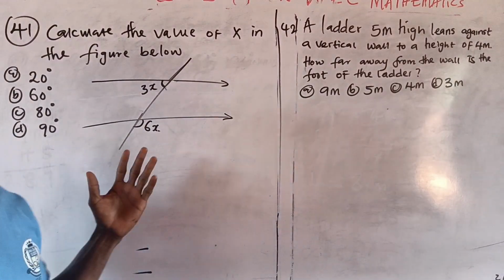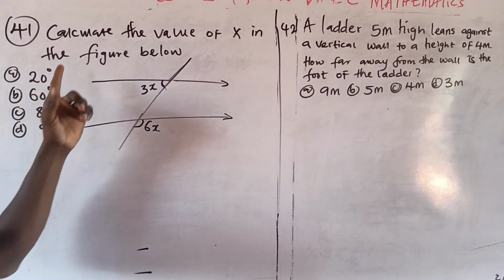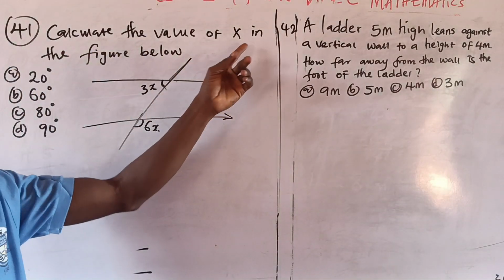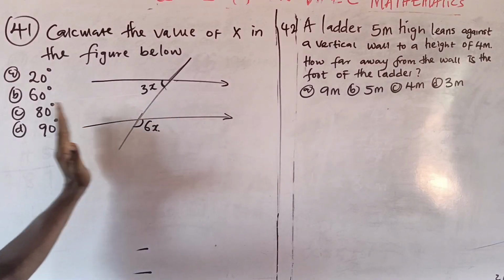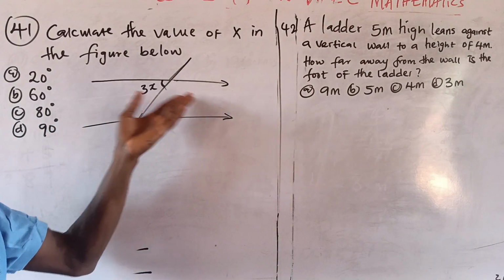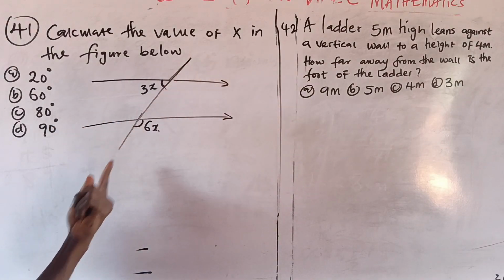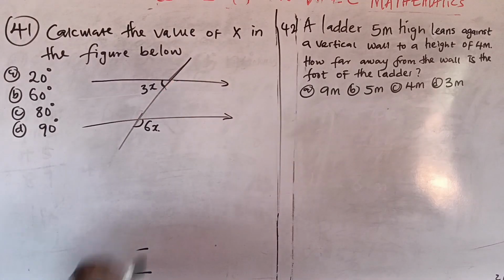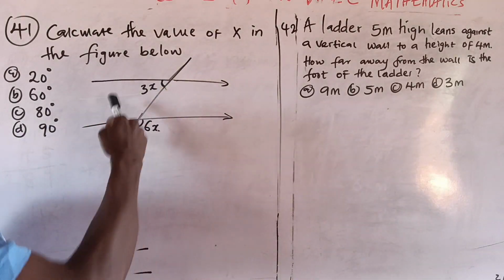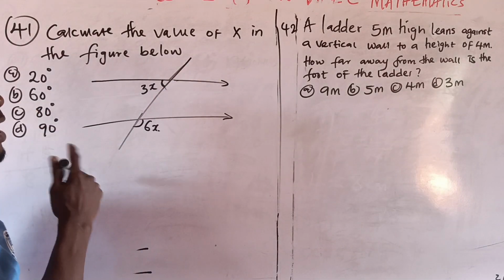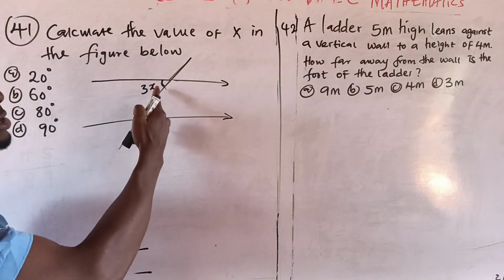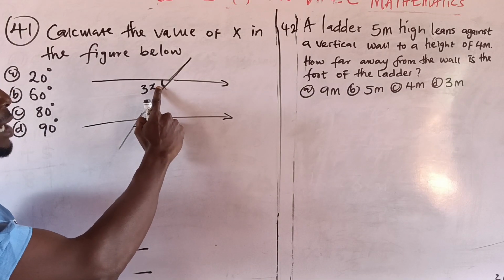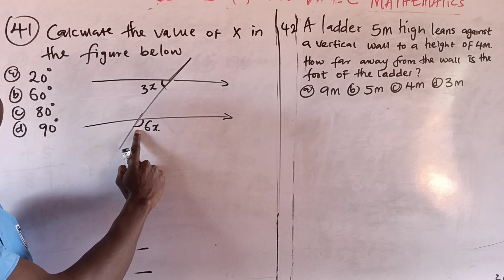All right, let's check this question. Question 41. Calculate the value of s in the figure below. Look at this: two parallel lines that are cut by a transversal. This is a transversal line, while these are two parallel lines. I told you that any straight line sums up to 180, and this is half of it, and this one is half of it.